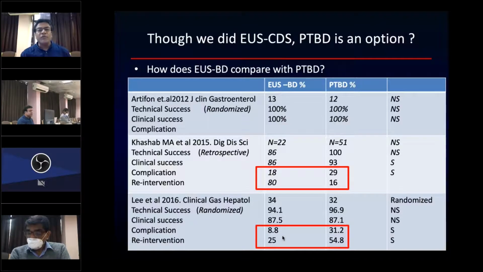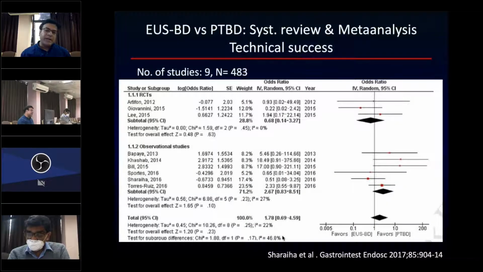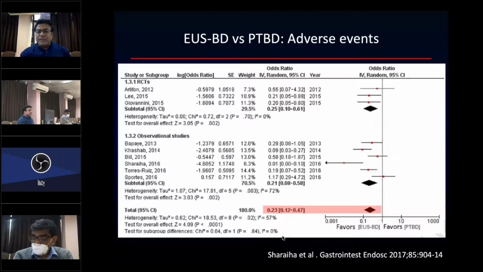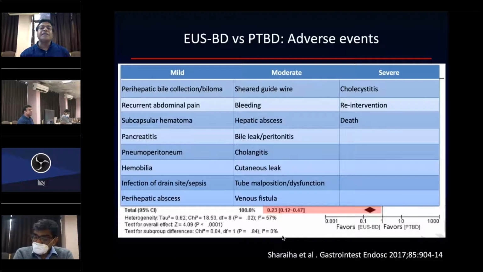So in our unit, uniformly, wherever feasible, we are resorting to EUS-guided biliary drainage rather than a percutaneous transhepatic biliary drainage. This is again an important systematic review and meta-analysis from 2017, which shows the clinical success is almost the same. The technical success is the same. The clinical success was more in EUS-guided hepaticogastrostomy. The adverse events were less in EUS-guided biliary drainage, and these complications predominantly included mild, moderate, and severe complications.